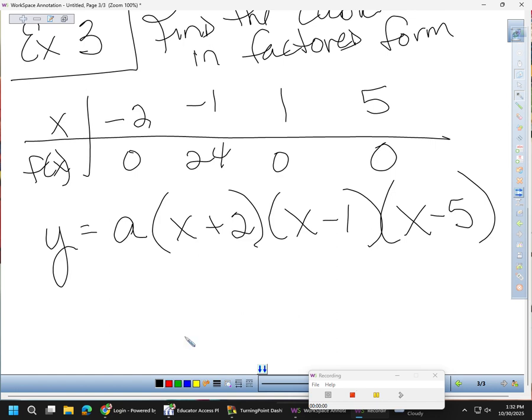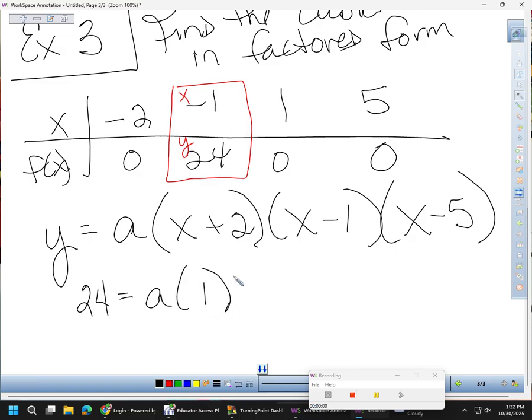Okay, so now we're going to take this other point they give us, this one right here, and we are going to plug it in for x and y and solve for a. So I have 24 equals a times. If I plug negative 1 in here, I get 1. If I plug negative 1 in here, I get negative 2. If I plug negative 1 in here, I get negative 6. So I get 24. What equation?